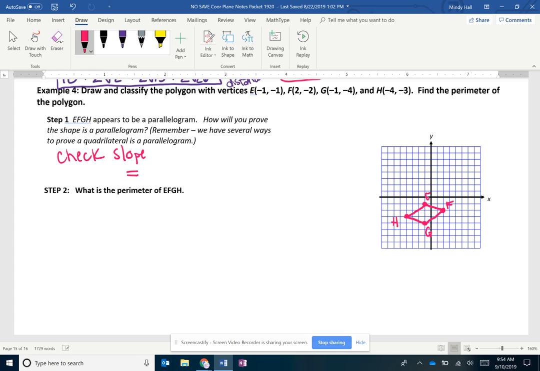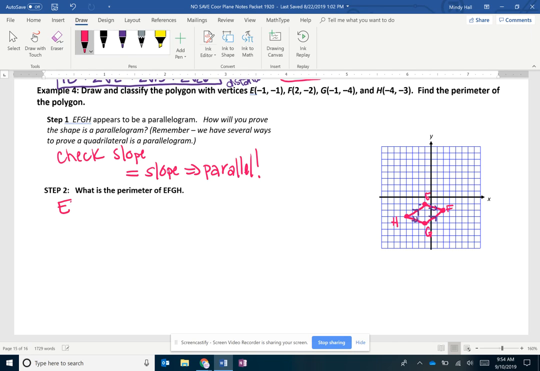If they have the same slope, then they are parallel. So looking, we have run of 2, rise of 2. Or sorry, run of 3, rise of 2. Rise of 2, run of 3. Those are parallel. And then rise of 1, run of 3, rise of 1, run of 3. So these are also parallel. So knowing that this is a parallelogram, we also know that these sides are the same.